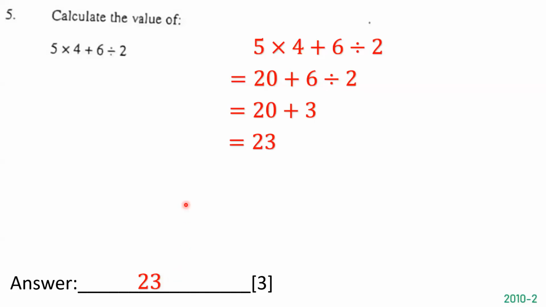Moving right along. Oh, apparently that's the last one. So that is the last question.